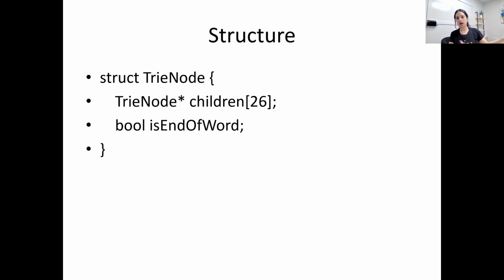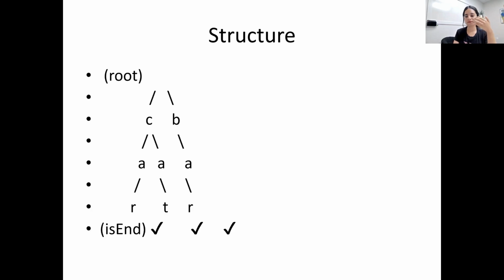Initially, when we create a trie, all the Boolean values are going to be defaulted to false. So it's only when we change the value to true that the word is going to be inserted into a trie.